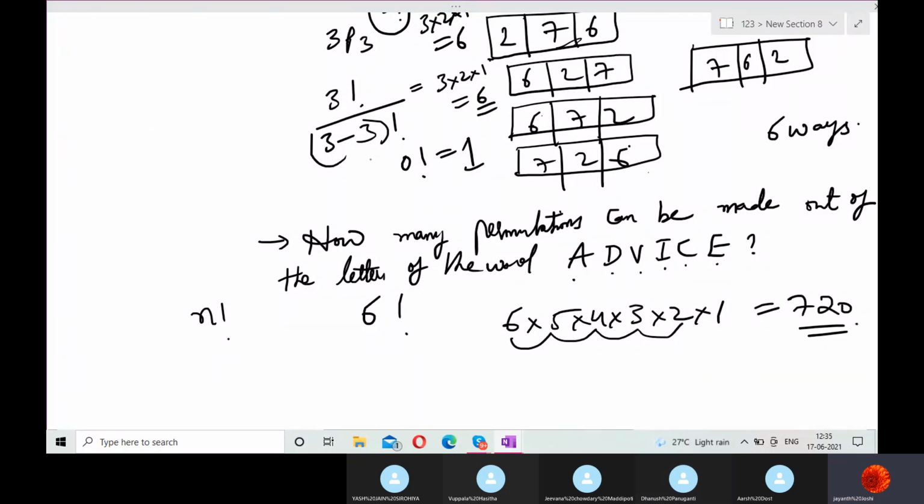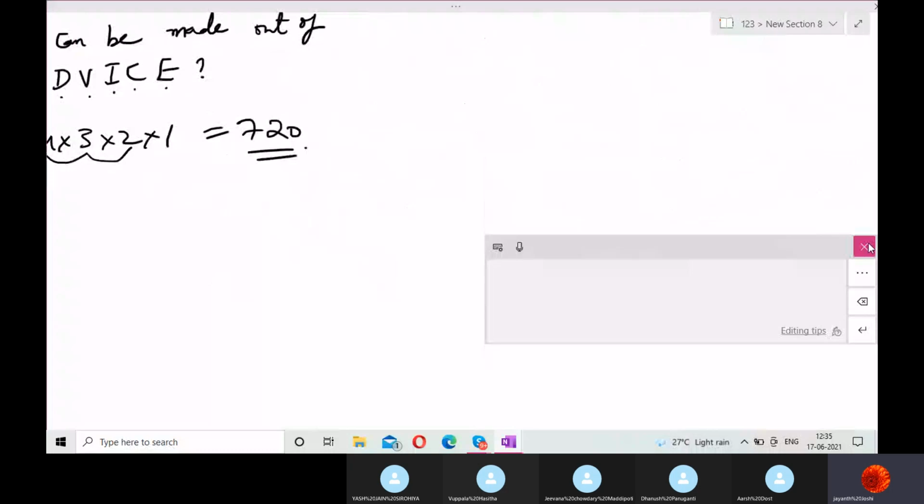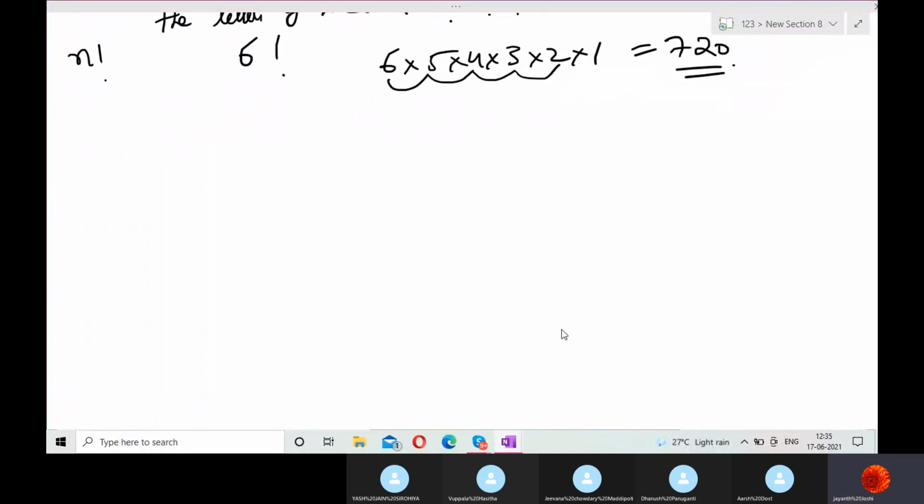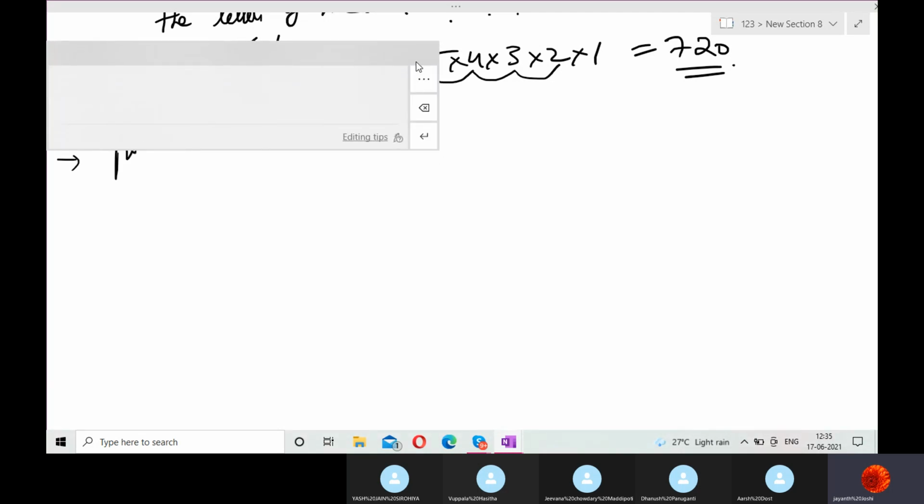Now, here we have taken all 6 letters at a time. Okay. Now, I am giving you another concept, permutation with repetition.